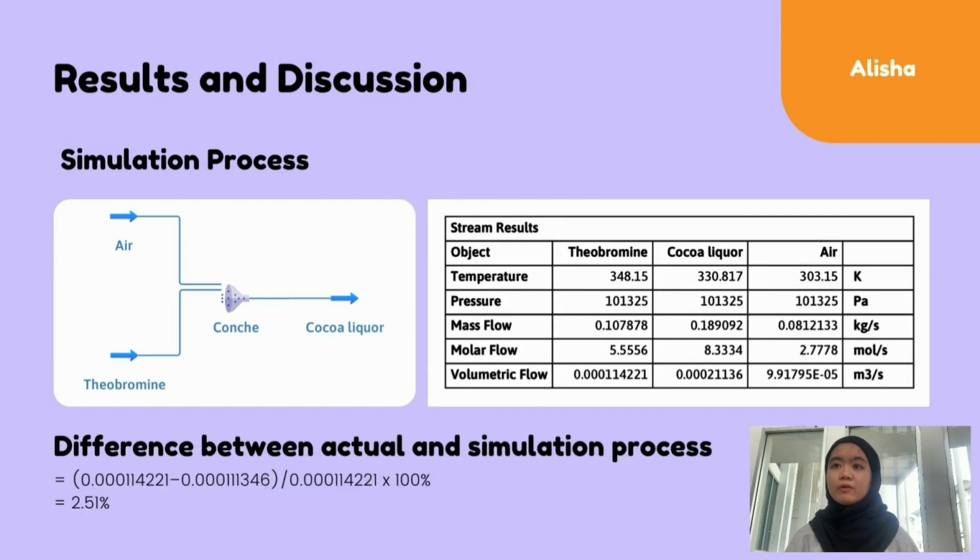So for the actual process, the entering temperature of the theobromine is 303.15 Kelvin. However, for the simulation, we have decided to increase it by 45 Kelvin. So we will evaluate the volumetric flow of the process. So for the actual process, the volumetric flow is 0.00111 meter cubic per second.